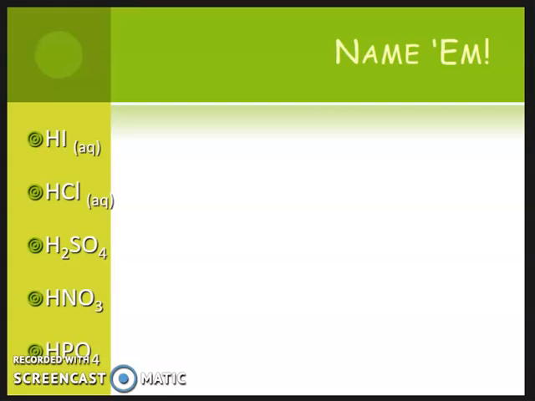Okay, the first one is hydroiodic acid, hydrochloric acid, sulfuric acid. Sulfuric acid is used in a lot of products. A lot of industrialized things use sulfuric acid. Nitric acid, same goes there. Nitric acid. And oops, this needs to have a 3 here. This right here would be phosphoric acid.